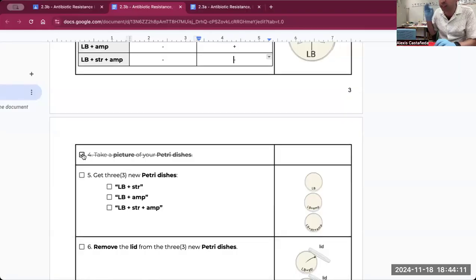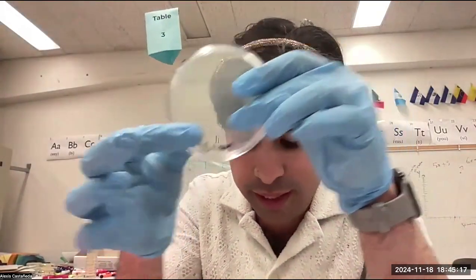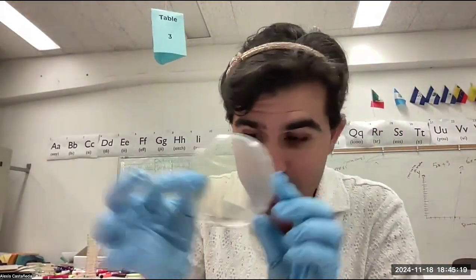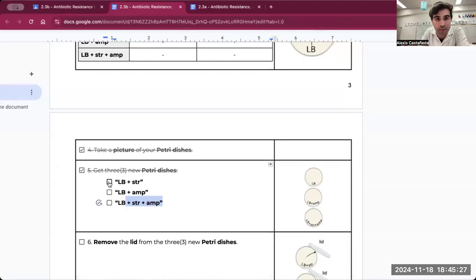So now what we're going to do is get 3 new Petri dishes, one that says LB-STR, one that says LB-AMP, and then one that says LB-STR-AMP. So we want to have 3 Petri dishes. So let me go grab my Petri dishes. So I got my plates. I got LB plus AMP, I have my LB plus STR, and I have my LB plus STR plus AMP. So I have my 3 plates, which is exactly what I want. So let me cross these guys all off.